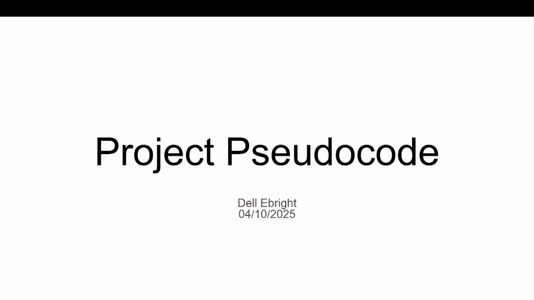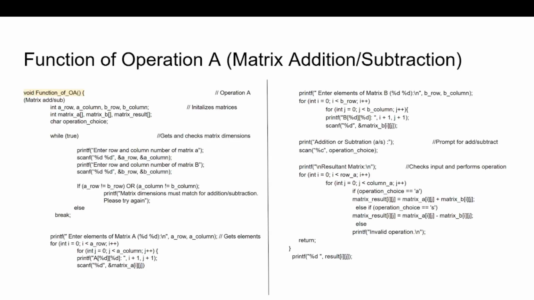And we will start with the function for matrix addition and subtraction. Operation A, if you will. We start by initializing the matrix A, B, and result matrix along with the rows and columns of A and B, and the user choice for which operation. Then, using this while true and break statement, I am checking the dimensions of the matrices to make sure they're the same, because for matrix addition and subtraction, the rows and columns of each matrix need to be the same.